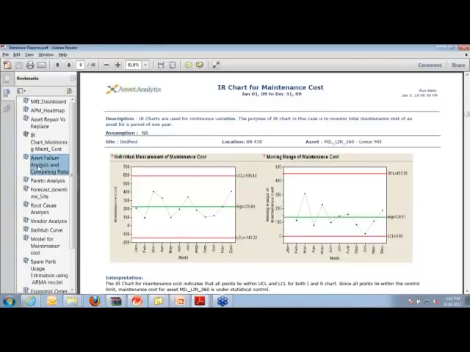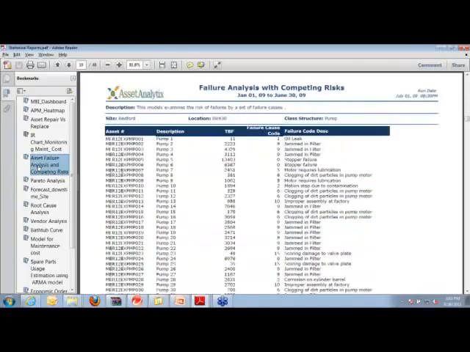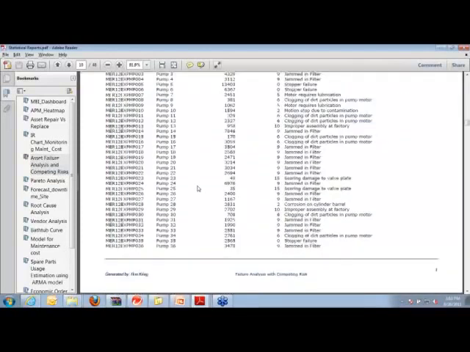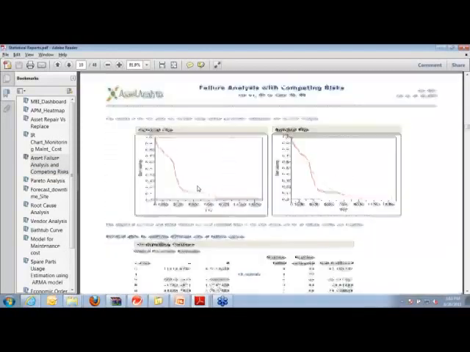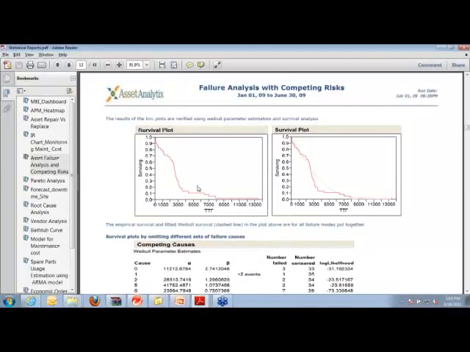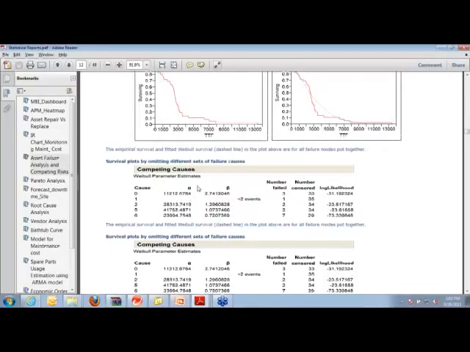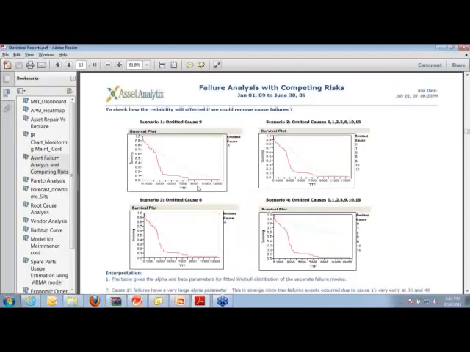If you have a few types of work orders, failure codes, and you have work order data, we can use Weibull analysis and figure out how you can extend the life of the asset by eliminating certain types of failures. And this may assist your engineering group, who can then decide whether they should figure out a way to eliminate those types of failures.